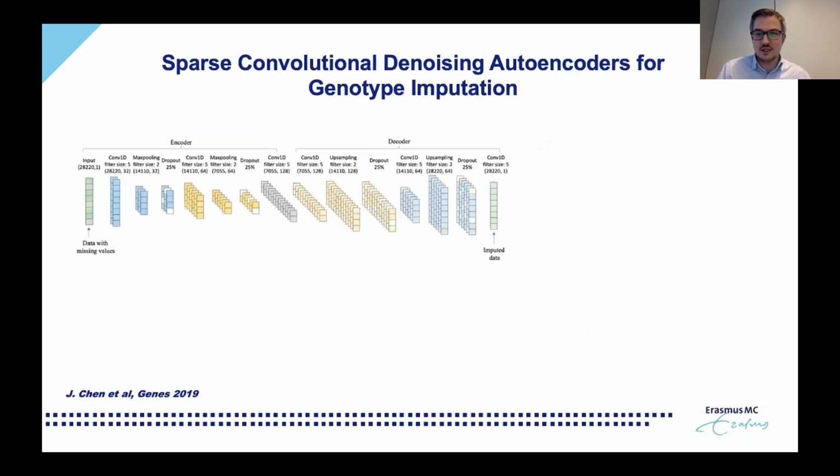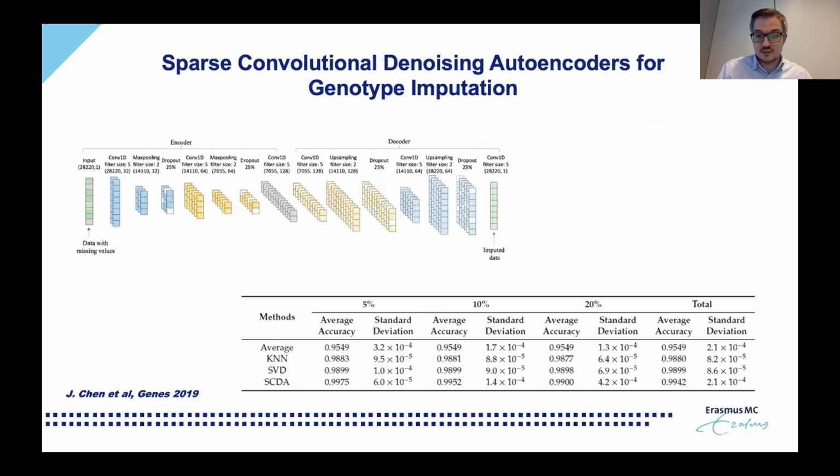This is an example with denoising of genotype data. As you see, in the input you have missing values, and as output you have already imputed data. The accuracy of such a method is quite high, and the speed of this type of algorithm, as I mentioned, due to GPU computation and such optimizations, is really fast as well.